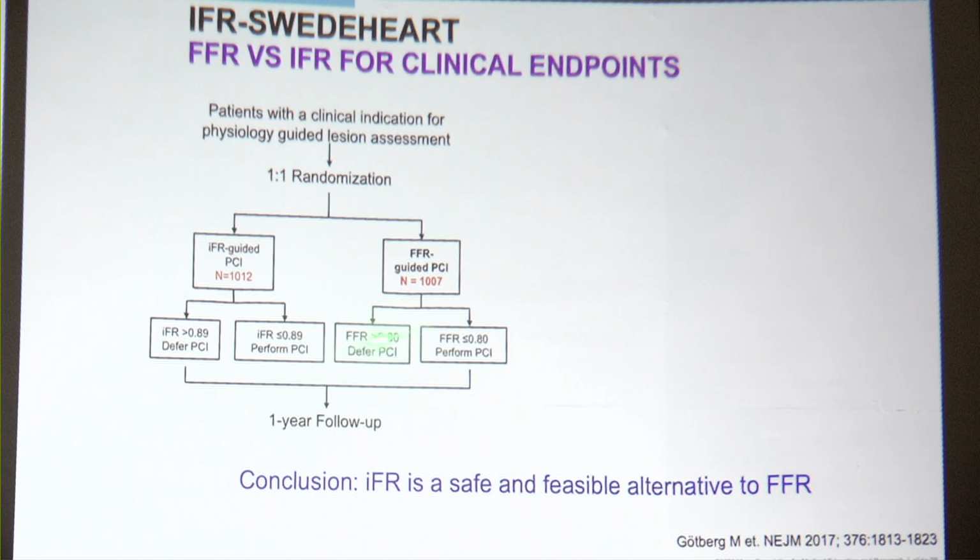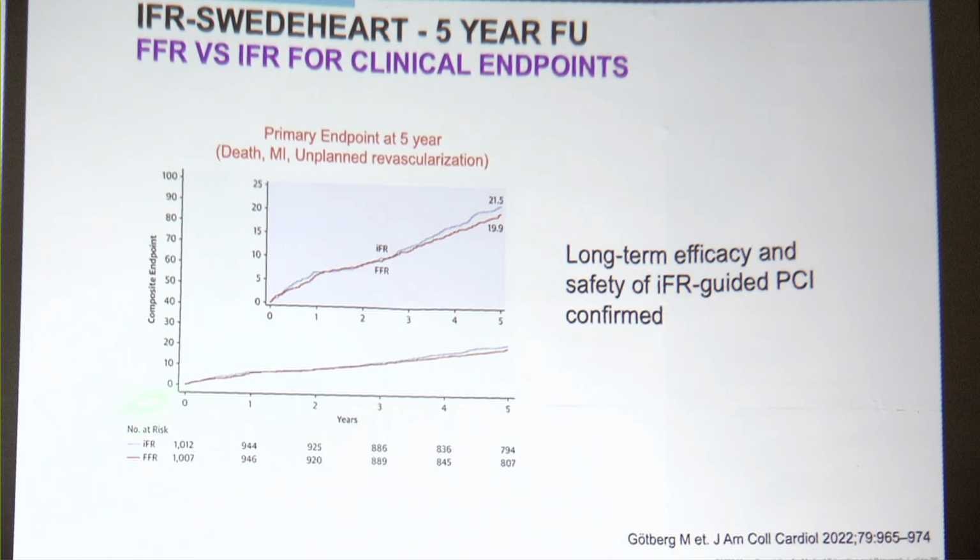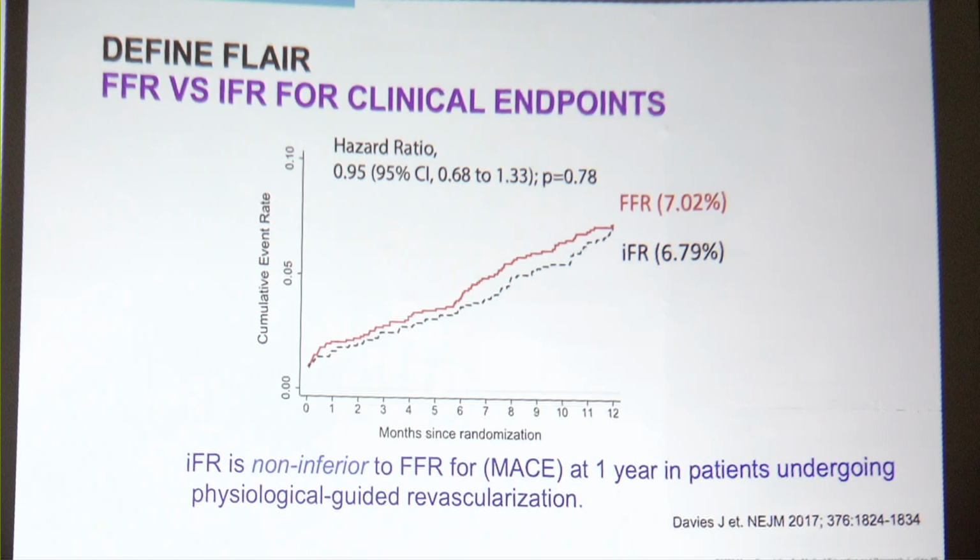So 2 trials that were done with iFR launched the index really into everyday clinical practice, and we felt comfortable. iFR SWEDEHEART showed that the outcomes were similar whether you used FFR or iFR, and the outcomes remained so out to 5 years. So the benefit of using iFR, or the equivalency or non-inferiority, was out to 5 years, so long-term benefit. And the same was seen in DEFINE-FLAIR, where patients were randomized to either an FFR-guided strategy or iFR-guided strategy. The outcomes are identical. So I think we can be very comfortable putting the FFR away and sticking to iFR.